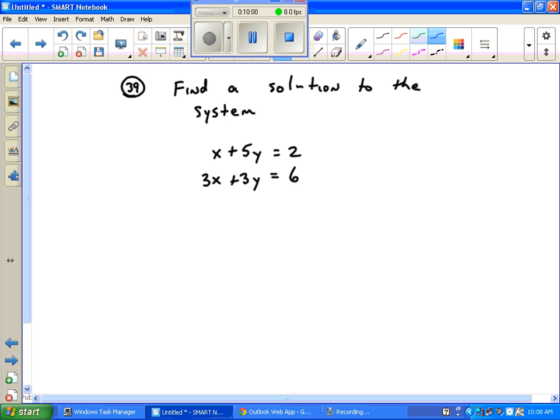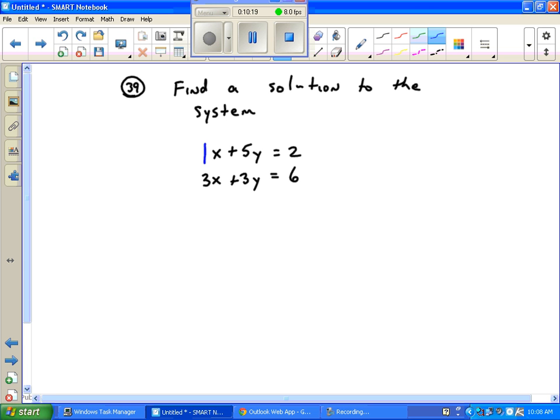And then you got to do two systems. It doesn't tell you how to do the first one. It tells you the second one, use elimination. You can use either one you want. I think these both lend themselves best to using elimination for both of them. Remember, when you're doing elimination, you want opposite coefficients of either the x's or the y's.